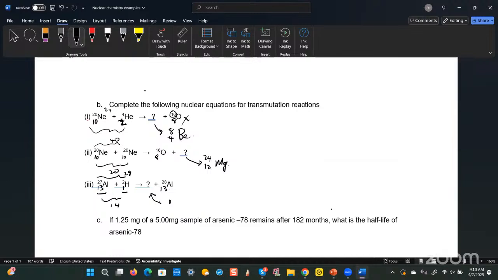And here we have 13. So what would be the atomic number for that particle? That would be 1 as well. So what would be the symbol that you'd use for that particle? H, or we can use 1,1p, proton, all right?